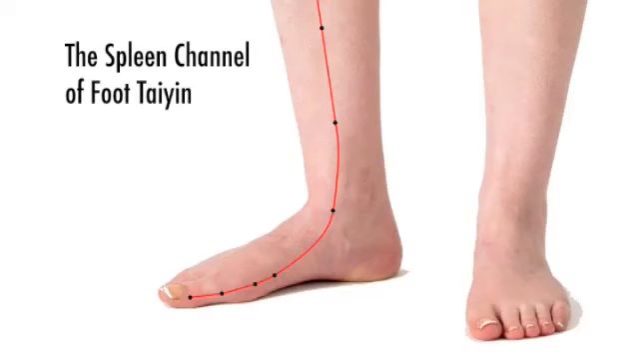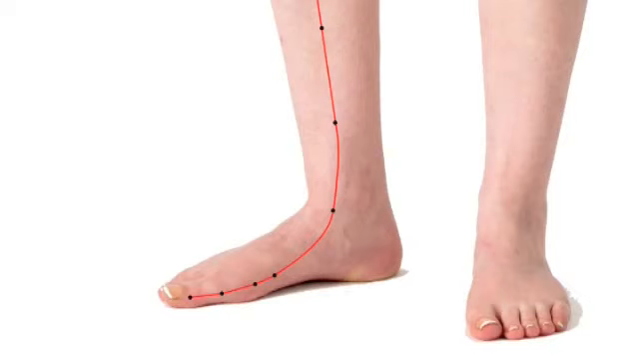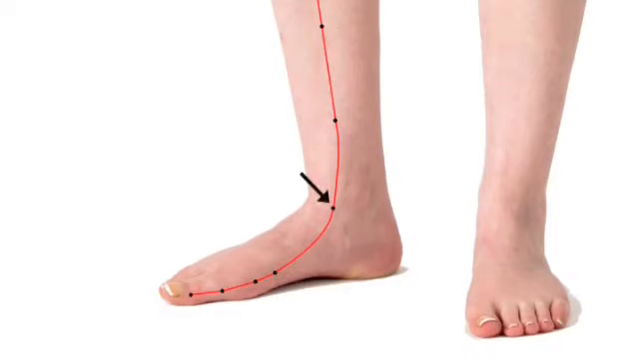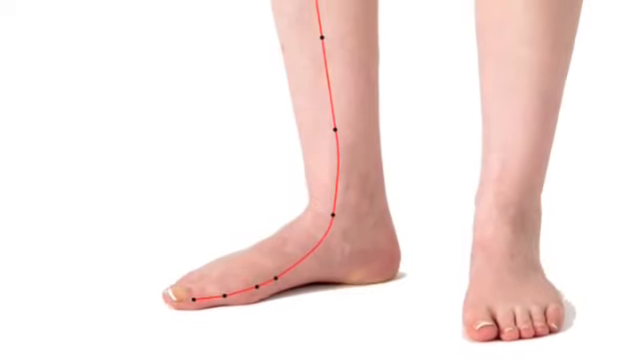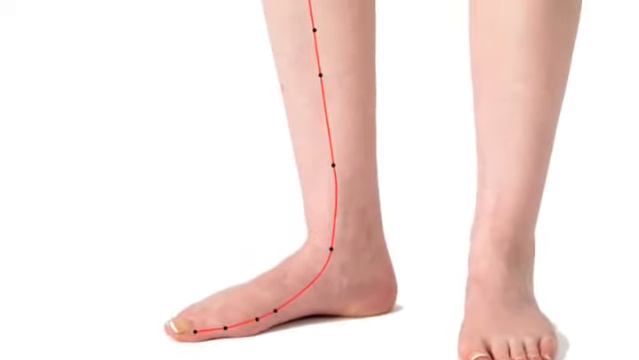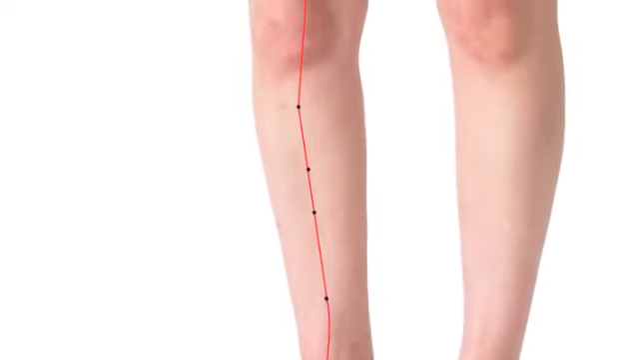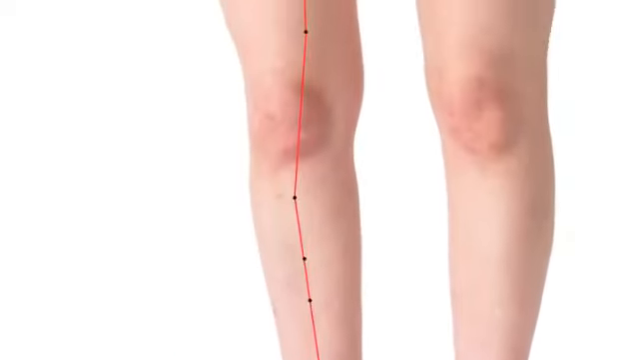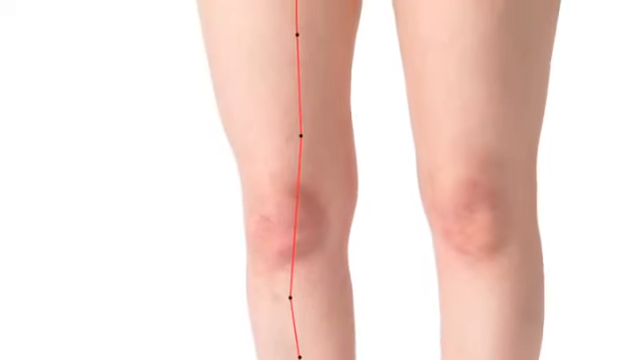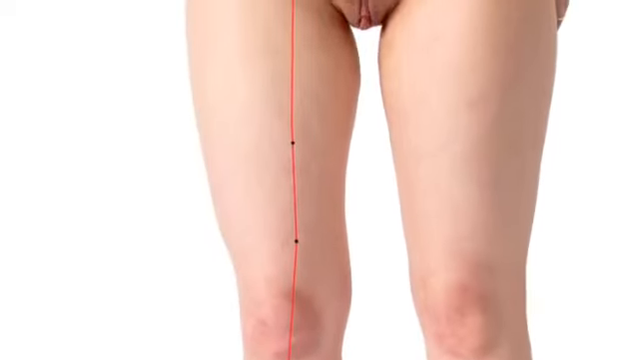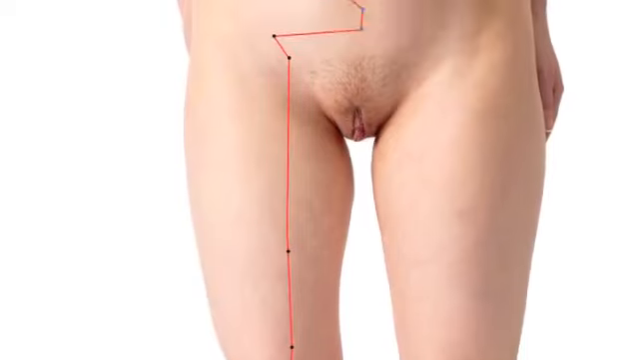The spleen channel of foot tai yin starts at spleen 1 on the medial aspect of the big toe. It ascends the medial aspect of the foot, passing inferiorly and anteriorly to the medial malleolus. It ascends the medial aspect of the lower leg, half a finger breadth medial to the medial crest of the tibia. It ascends the anteromedial aspect of the thigh, passing onto the abdomen, where it meets with Ren 3 and Ren 4.